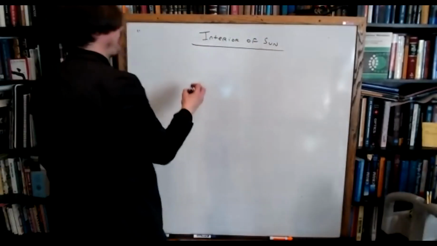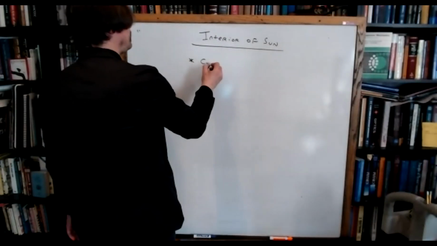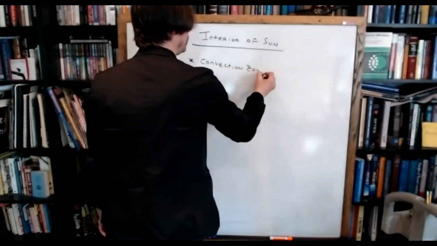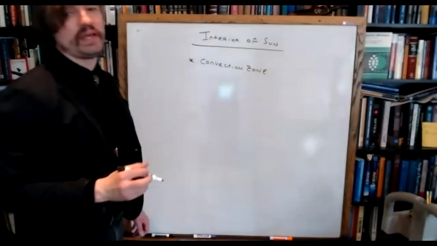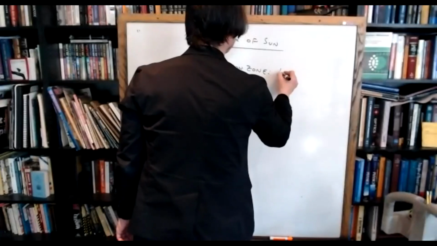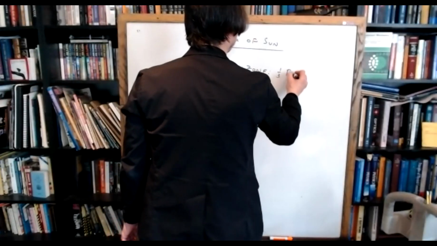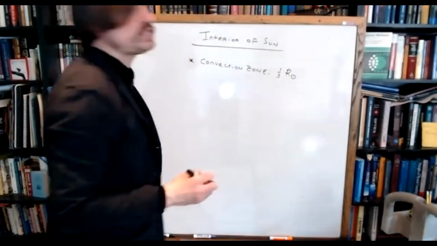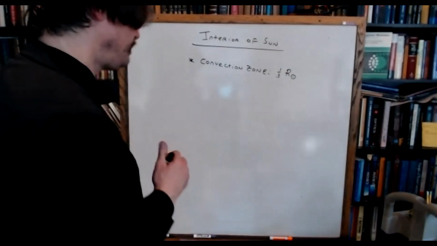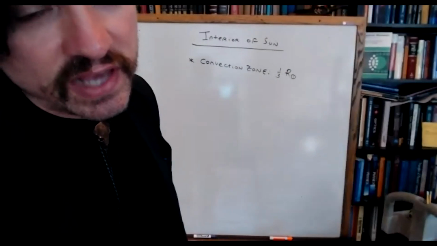The interior of the sun has three layers of consequence. There's first the convection zone. And the convection zone is a layer that comprises roughly about a third or slightly less than a third of the sun's radius. It's a much bigger layer than the photosphere is. We cannot directly see any of the interior layers of the sun.